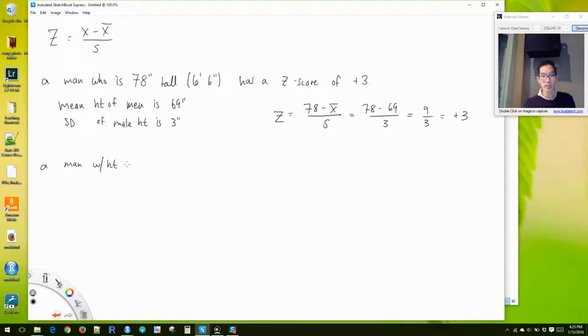And any other height, we can say a man with a height of 67 inches has a Z-score of what? All right, and this is where we would use the clickers. Okay, so Z would be 67 minus 69 over 3, negative 2/3, so negative 0.6667, something like that.